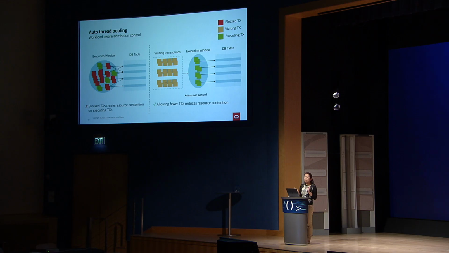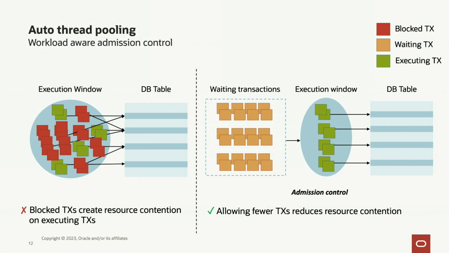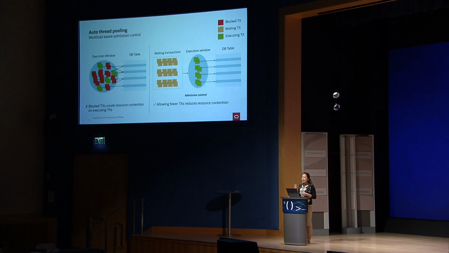Without thread pooling, when transactions come in, you can see on the right-hand side the execution windows are crowded together, and each of the transactions is fighting for resources. But with thread pooling, what it does is admission control, so that it allows us to queue up the transactions so that only the relevant data is accessed and there is no resource contention.